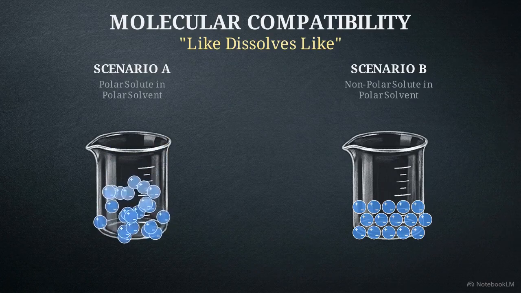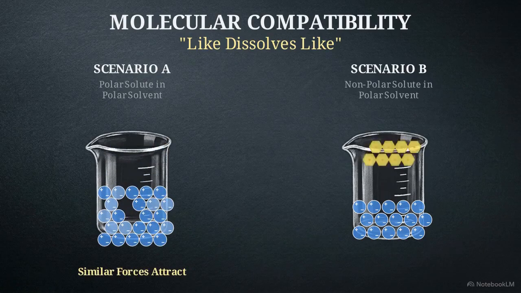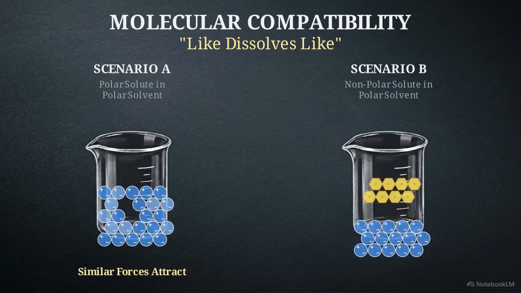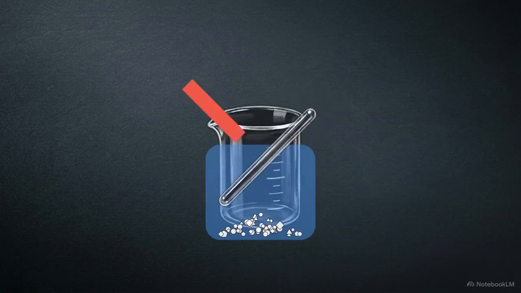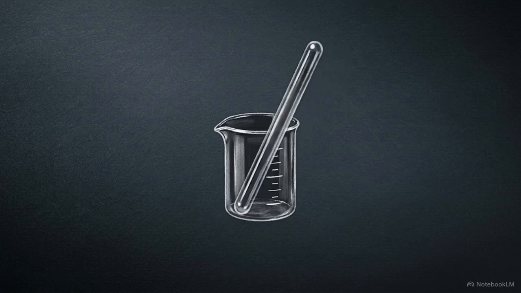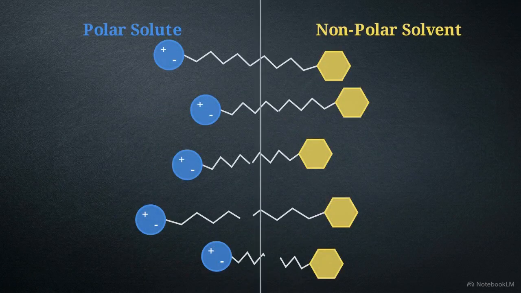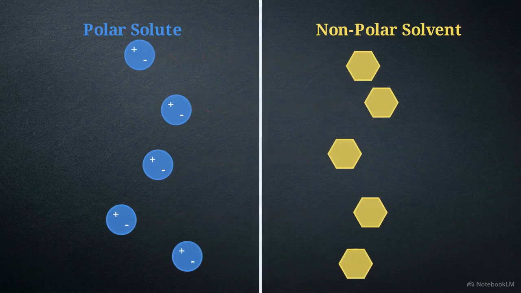Polar solutes easily mix into polar solvents, like salt into water. But if you drop a non-polar solute like naphthalene into that same water, the molecules reject each other. Solubility isn't achieved through aggressive stirring. It is governed by the compatibility of intermolecular forces. If those forces do not match, the substances will remain separate.